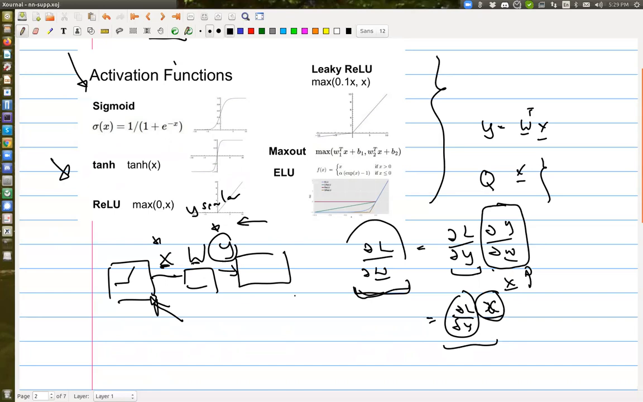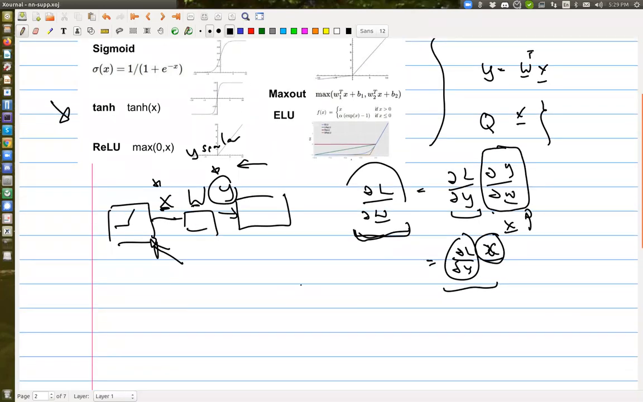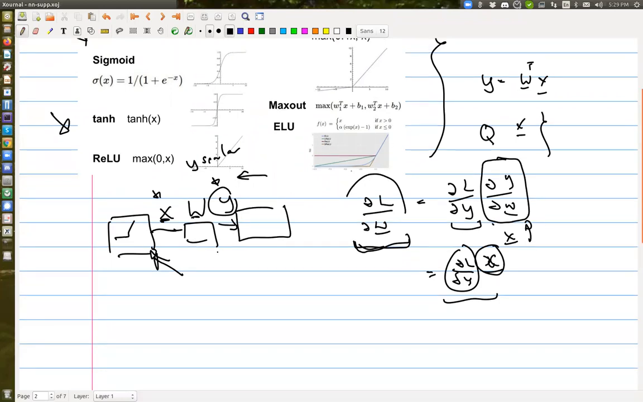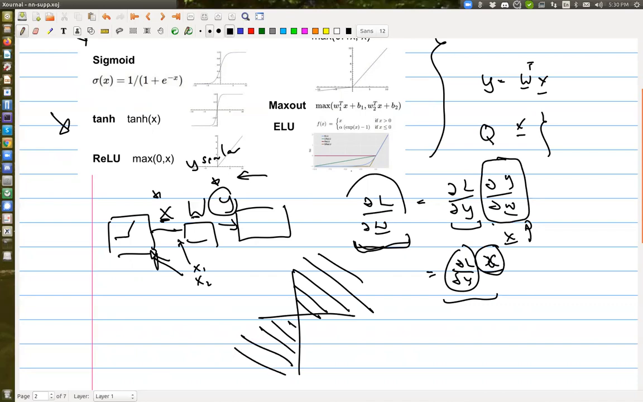So what happens is, for example, if you just think of a 2D case, let's say X is just 2D, so it has only values X1 and X2. Then the gradient ∂L/∂W will be either in this region, where both X1 and X2 are positive, or in this region, where both X1 and X2 are negative, right?